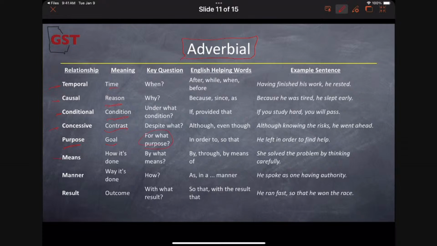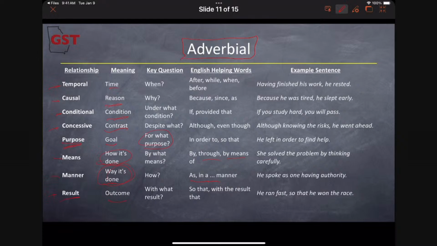It can relate typically means or manner. Means would be how it's done; manner is more the way it's done. There's a nuanced difference between the two, but generally speaking, means is going to emphasize by what means it was done, what's the instrument that caused it, that enabled it to occur. So by, through, or by what means of. And manner will talk about the way it's done or how it's done, as in a given manner. Or result would be another way. The result would be like an outcome, very similar to goal, right?